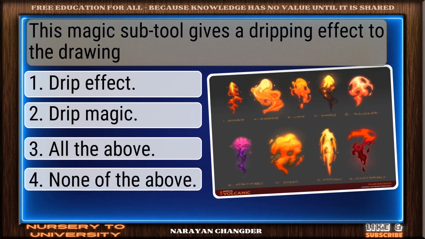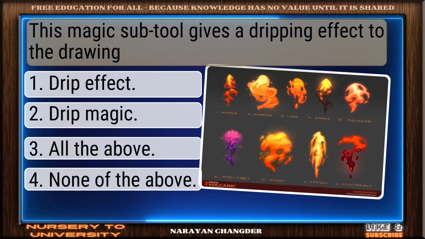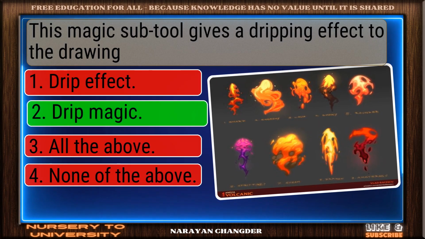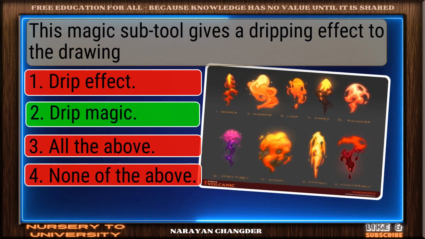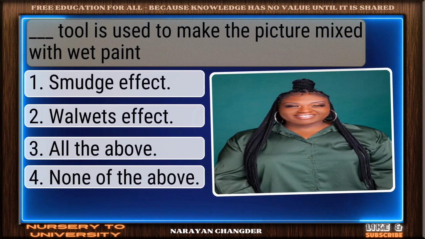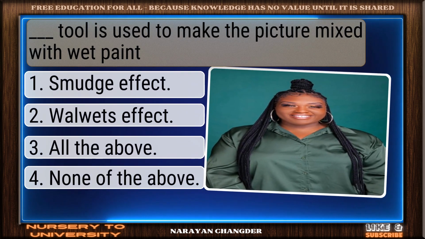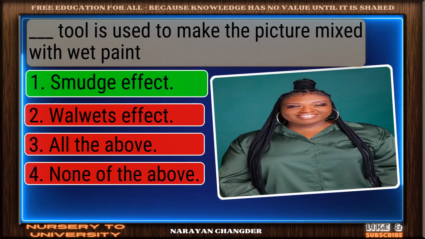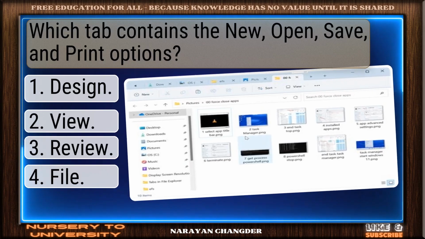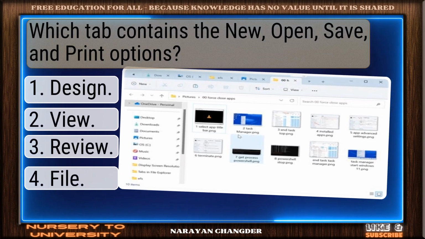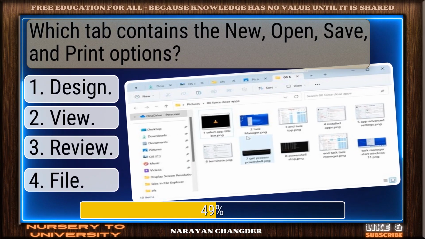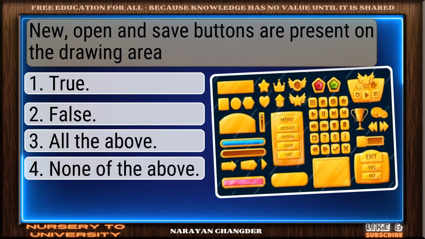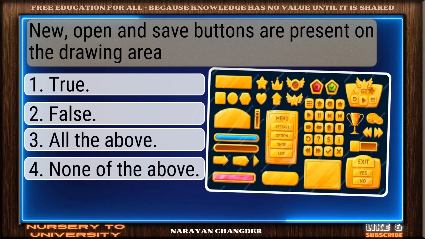This magic sub-tool gives a dripping effect to the drawing. Correct. Drip magic is spot on. Dash tool is used to make the picture mixed with wet paint. Valid point. Smudge effect is true. Which tab contains the new Open, Save, and Print options? Right choice. File is best. New, Open and Save buttons are present on the drawing area.